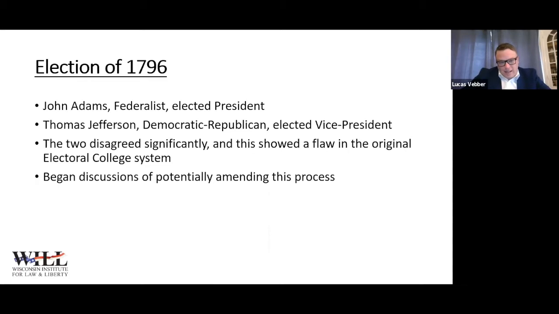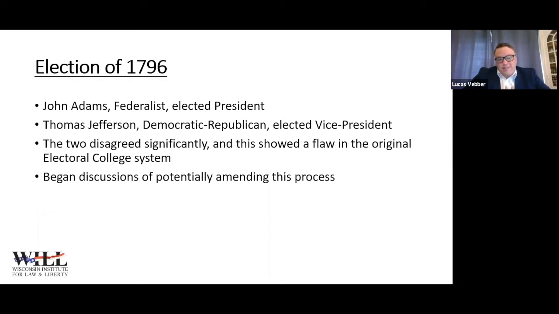But of the 11 states that were eligible, including New York, only 6 of those used some form of popular vote to allocate their electoral votes. The result, of course, was George Washington being elected. Every elector cast one of their 2 votes for George Washington.